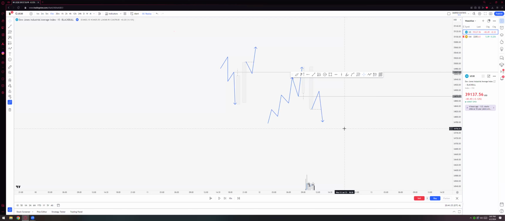When it comes to liquidity, we're only going to be focusing on the liquidity on the 5 minutes and above. Anything below the 5 minutes doesn't work that great. I've tested that before, and it doesn't work that great. So we're only looking at liquidity on 5 minutes and above: 5, 15, 1 hour, 4 hour, daily, and so on.